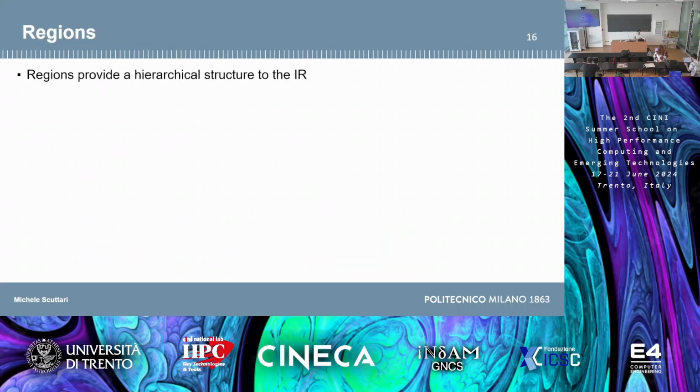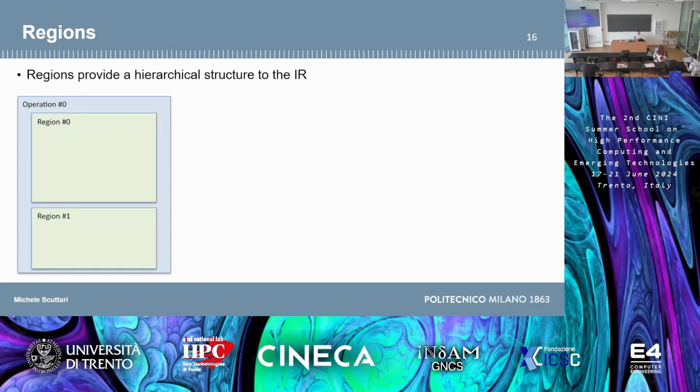So the regions provide a hierarchical structure, so that you have the operation itself, which performs something, but can contain other code. It can contain regions, and regions can contain blocks. There is no specific semantics for this. They are just containers. Then the semantics depends on the semantics of the operator.